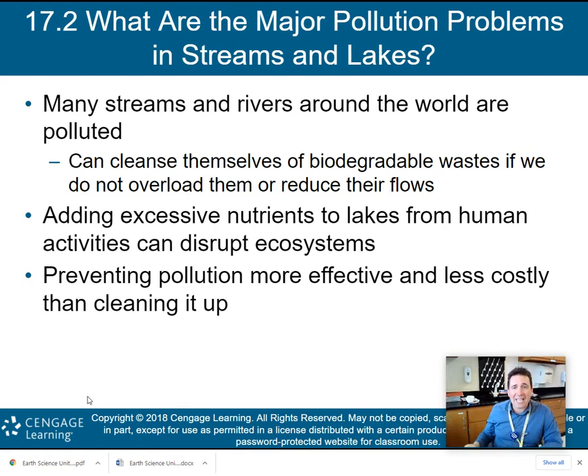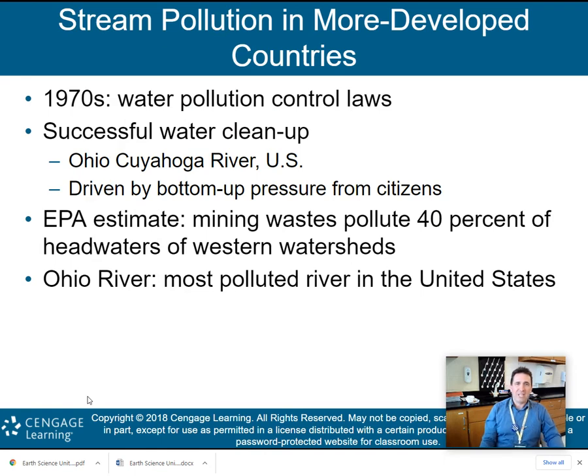All right, adding excessive nutrients to lakes from human activities can disrupt ecosystems. We've talked about that. And preventing pollution is much more effective and less costly than cleaning the pollution up. So dealing with it beforehand is more effective and costs less money than dealing with it after the pollution happens. So once again, prevention is more effective and less costly than cleanup. So in the 1970s, we started to see water pollution control laws pop up here in the U.S.